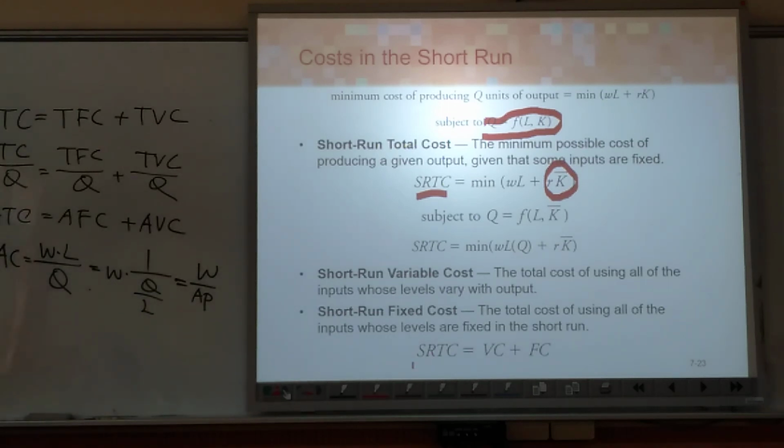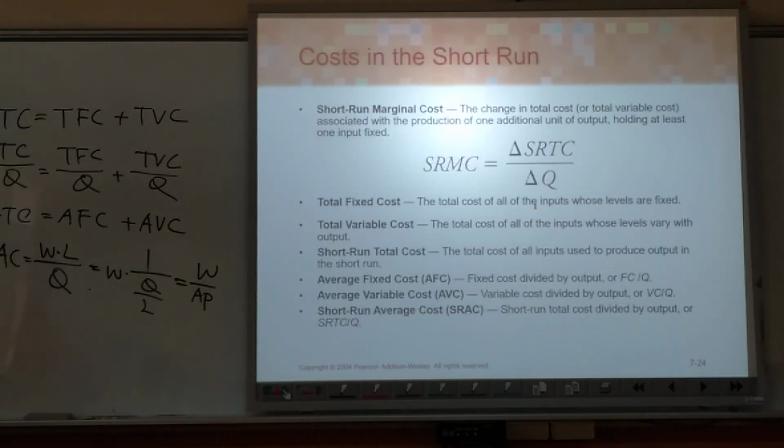So here you have short run total cost. So that is the same thing here, right? And you have VC, but I put it as TVC. And FC, fixed cost, I put it as TFC. So that's basically the same thing. So you have short run variable cost and short run fixed cost. Okay? And this is short run marginal cost. So that's the same thing as what I put up there. DQ, okay, over the marginal cost. So it's DTC over DQ, okay?